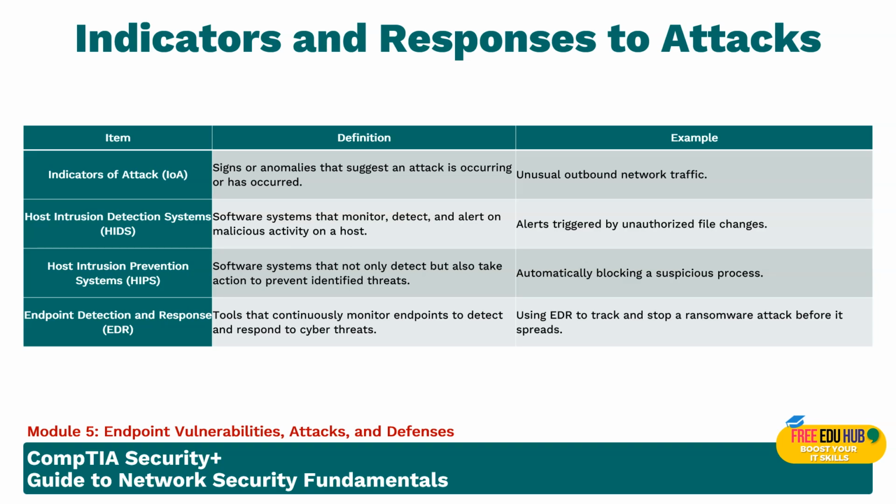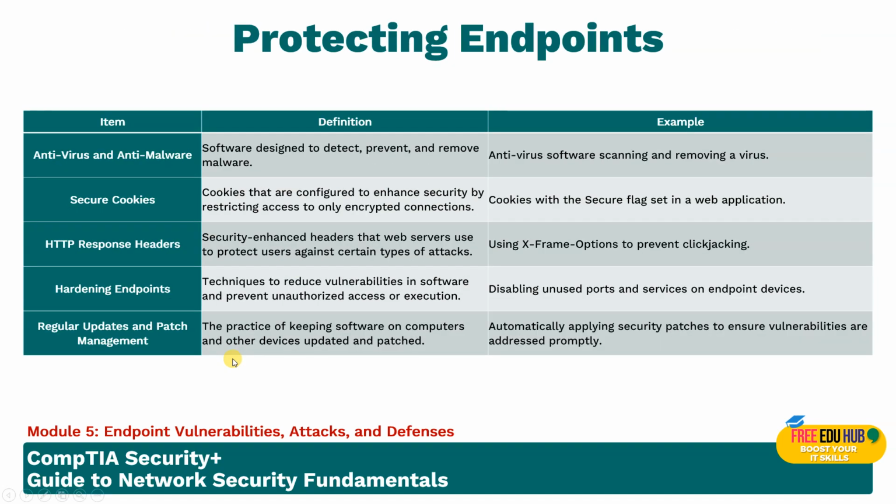Now, endpoint detection and response systems are tools that continuously monitor endpoints to detect and respond to cyber threats, using EDR to track and stop ransomware attacks before they spread. So they are even smarter than HIPS, which is host intrusion prevention systems, because it would be collecting data from all sorts of different places. It would learn the pattern of users, how they use the systems, and if any actions deviate from the baseline configuration settings, it would detect it and try to protect the systems against it.